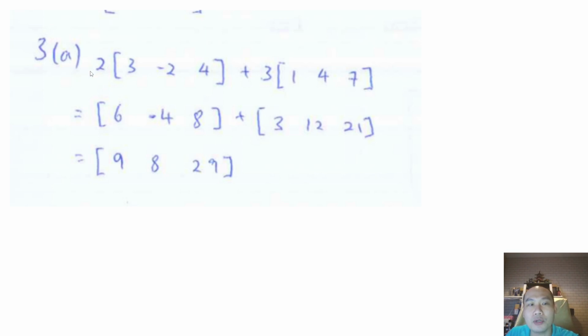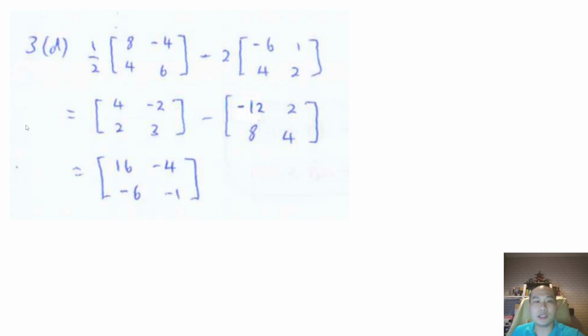The multiplier outside the matrix here is scalar multiplication, so it can be distributed to every element inside. In this case, 2 multiplied into the matrix, we have 6, -4, and 8. Over here, 3 multiplied in, you get 3, 12, and 21. And then, of course, accordingly, you have 6 plus 3, 9, -4 plus 12, 8, and 8 plus 21, 29 over here. So just one more extra step that you need to do when you have a scalar multiplication.